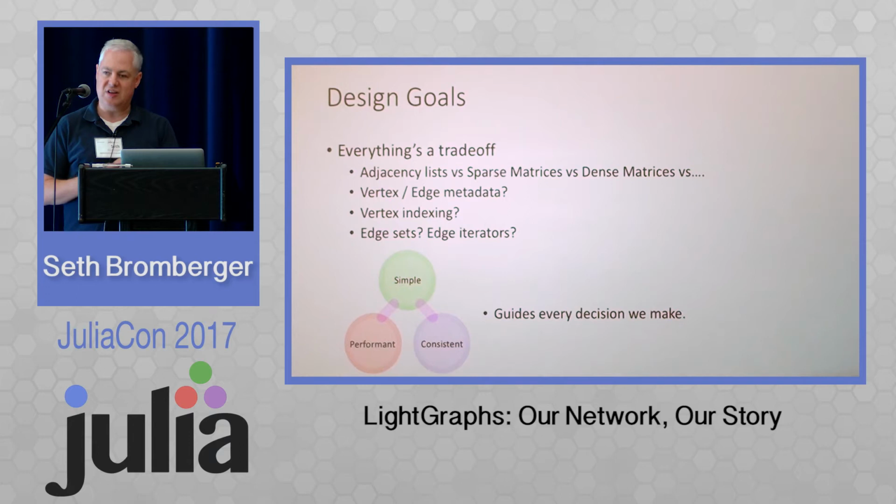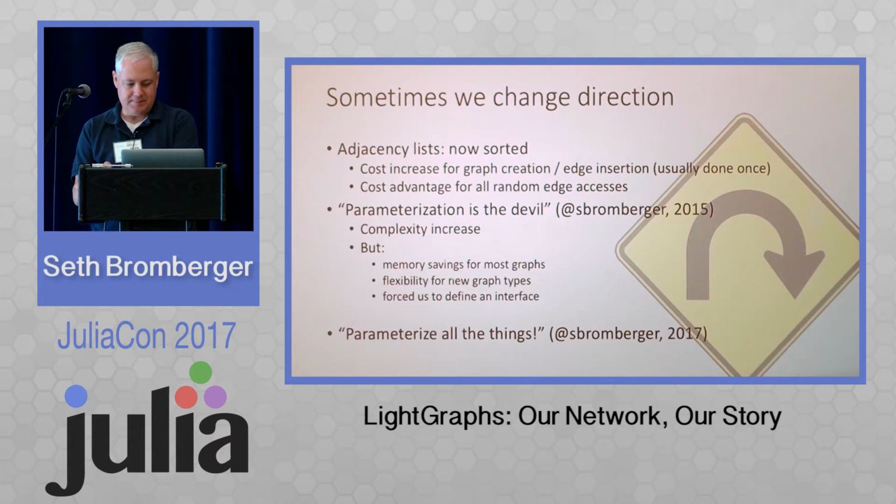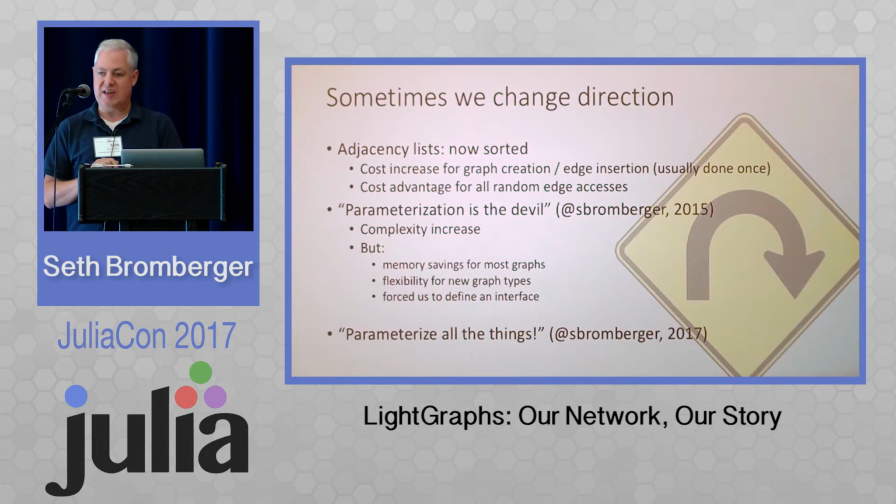We've changed direction a couple of times, most importantly around how we internally represent data inside the graph structure. Right now we're using sorted adjacency lists. We used to use edge sets in addition to unsorted adjacency lists. And that gave you really fast random edge lookup using the set, but it came at a very big cost, the cost of having this set. Again, this will be on the next slide. It increases our cost for graph creation and edge insertion, but you usually only do this once. But given that we're sorting the adjacency list now, we've got a log n or log degree lookup on random edge access.